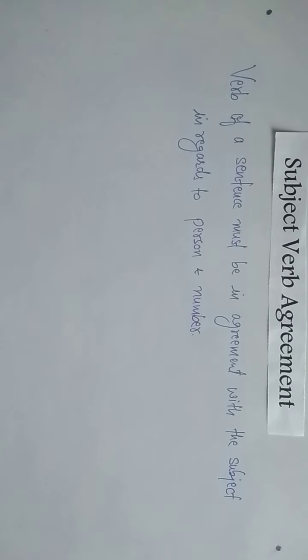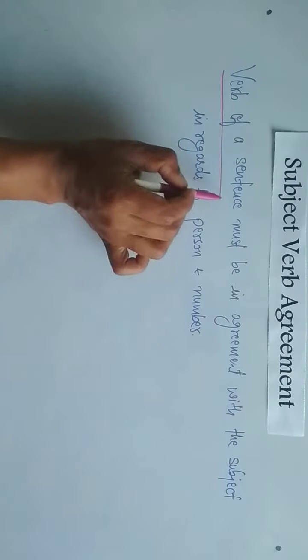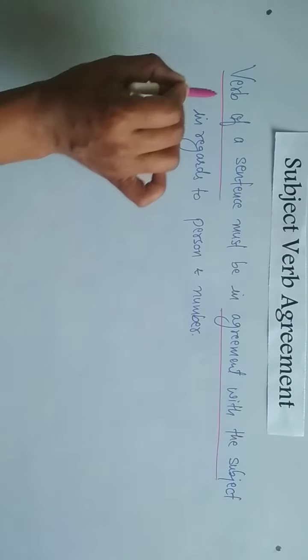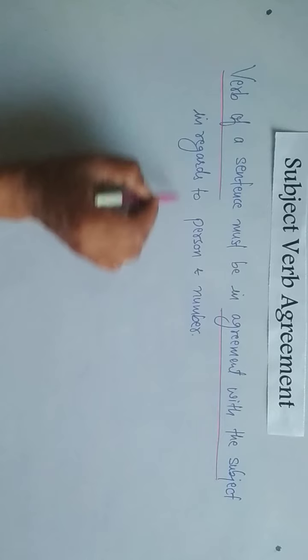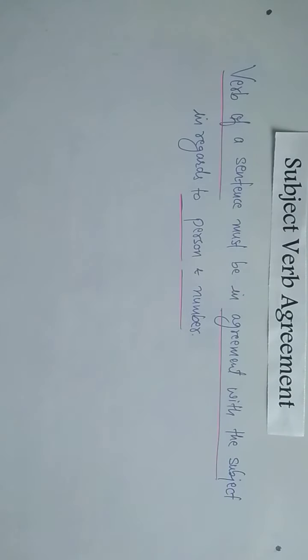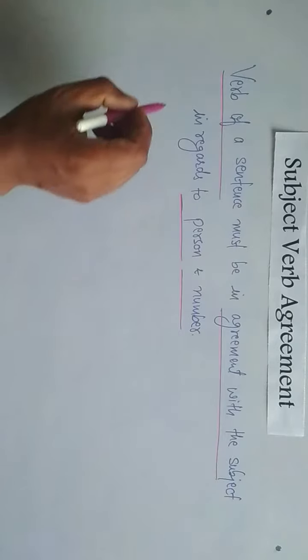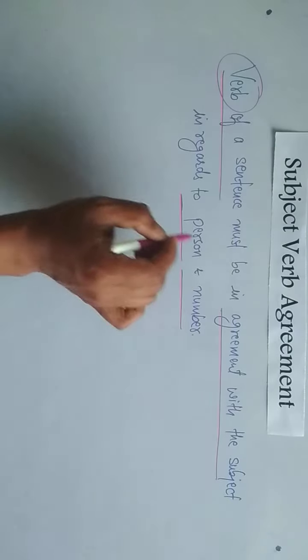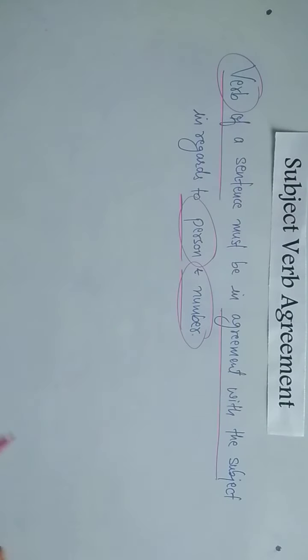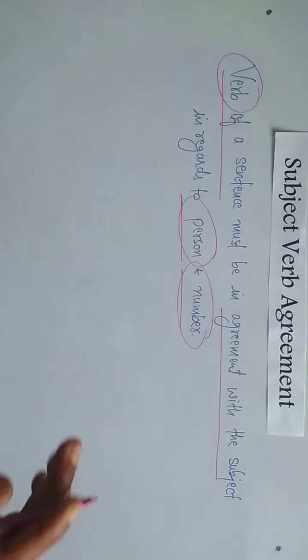So come on students, let's understand what is subject verb agreement. In simple words, the verb of a sentence must be in agreement with the subject. I repeat, the verb of a sentence must be in agreement with the subject in regards to person and number. So in very simple words, whenever we are using a verb in a sentence, it must be used according to the person and number of the subject in the sentence. And that is called subject verb agreement.